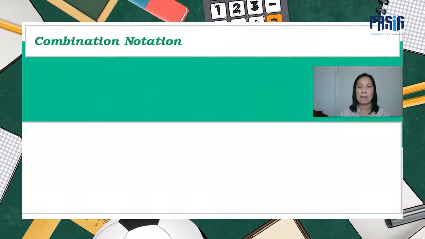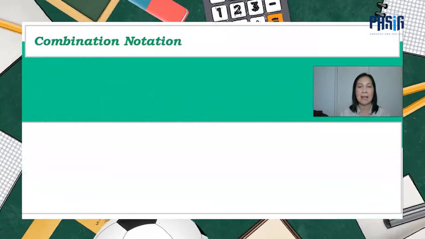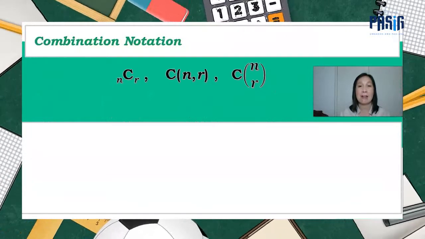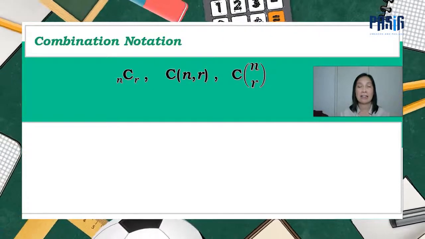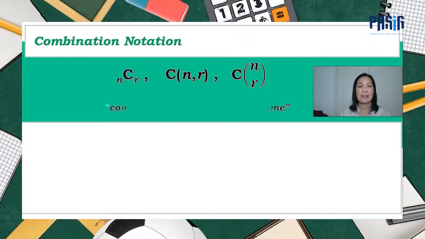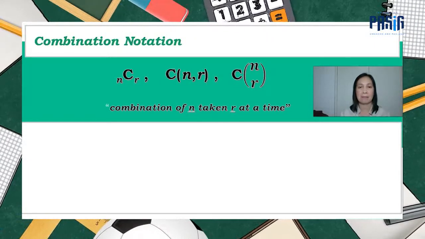The number of combinations that can be formed from n objects taken r at a time is denoted by this combination notation. These are the different ways of writing the notation, and each one is read as the combination of n taken r at a time.